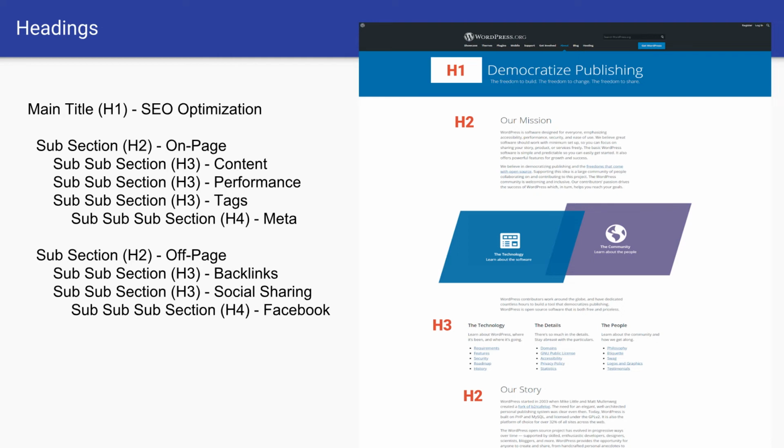Let's take a look at our examples on the screen. On the left, we have an H1, which is our main title, called SEO Optimization. We next have a subsection, or an H2, called OnPage. If you look at our next subsection, or H2 level, it's OffPage. Underneath each of our H2s, we have subsections, or our H3, which could be content, performance, tags. In the off-page realm, it's backlinks, social sharing.